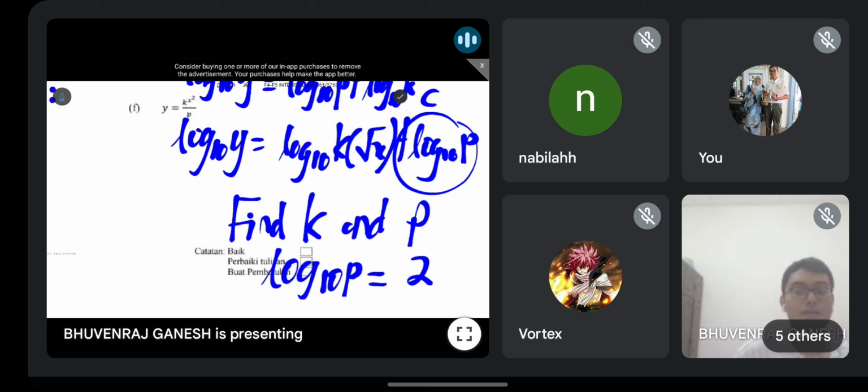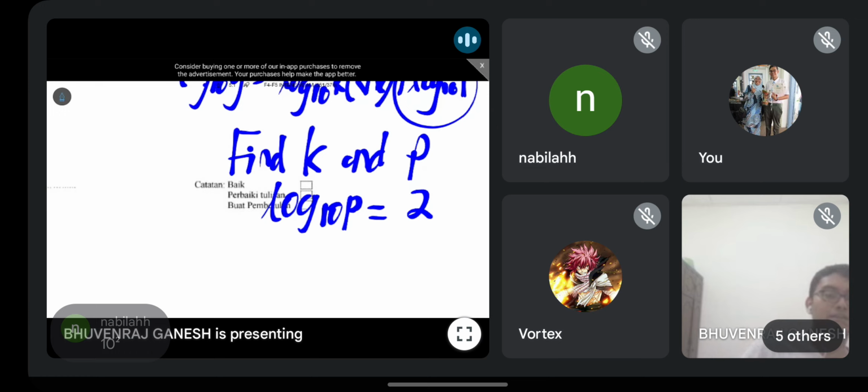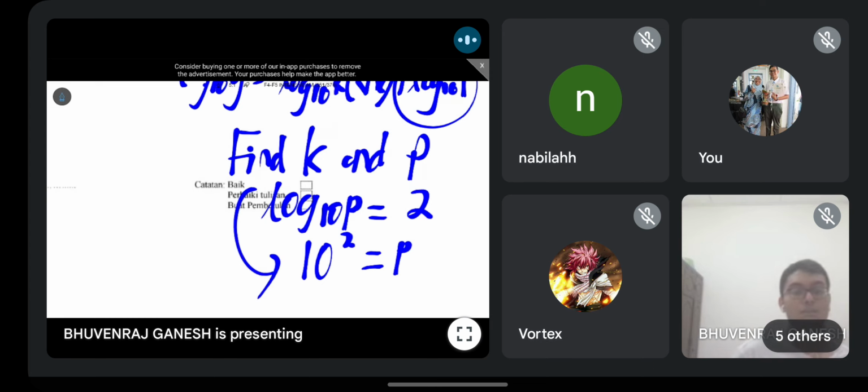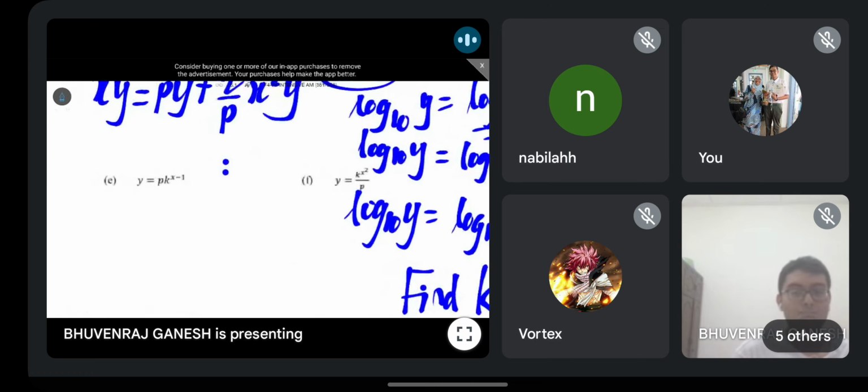So how should I get my p value, guys? Macam mana dapat nilai p? A lot of people sometimes confuse how to get the p value. This one also you learn in your log chapter. Yes, 10 kuasa 2. Selalu ingat cara nak tukar dari bentuk log ke bentuk index. You must remember this. So the pattern is 10 power 2 equals P. So P is 100. This is your answer. Until here guys, are you okay? Semua okay sampai sekarang?